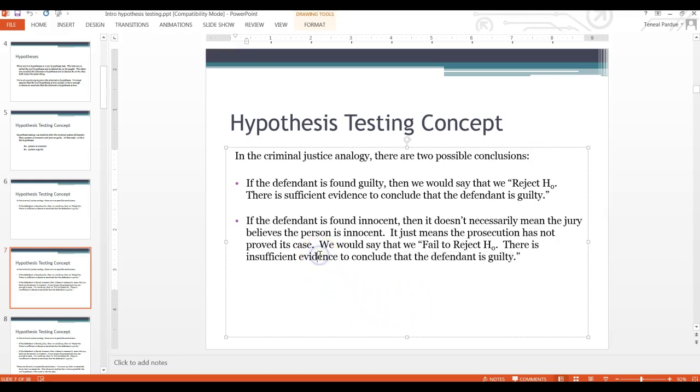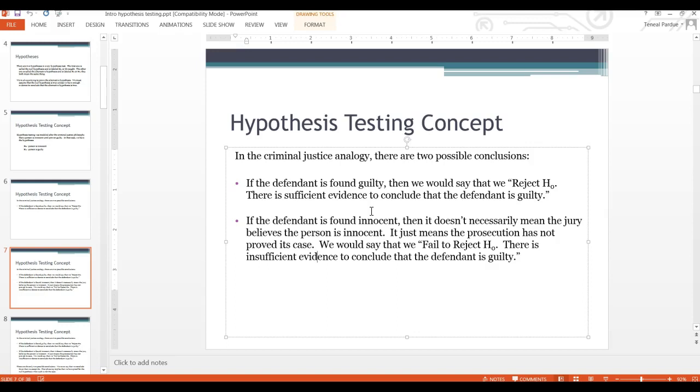All right. A couple other things. We don't ever use the word prove, and we don't state our results conclusively, even if we're rejecting H naught. So we would never say that, reject H naught, we have proven the defendant to be guilty. With hypothesis testing, just like in a court, more or less, we never state anything with certainty. There is either enough evidence or not enough evidence to conclude.